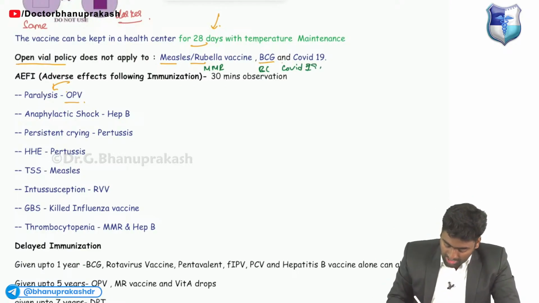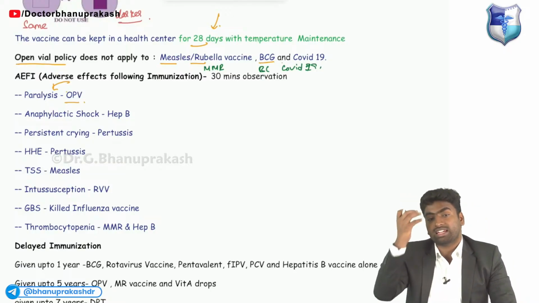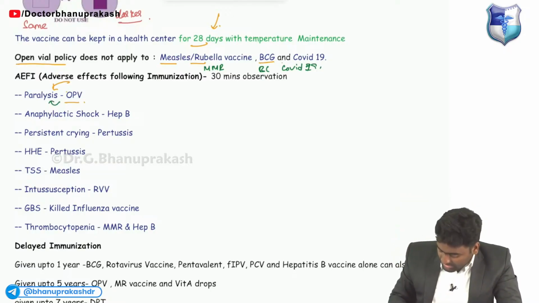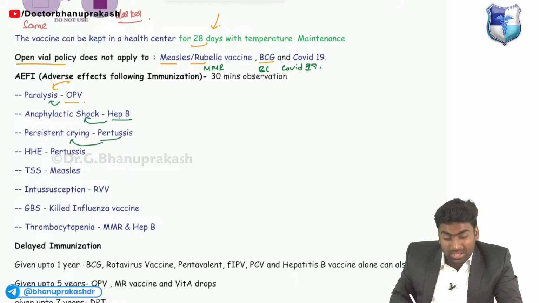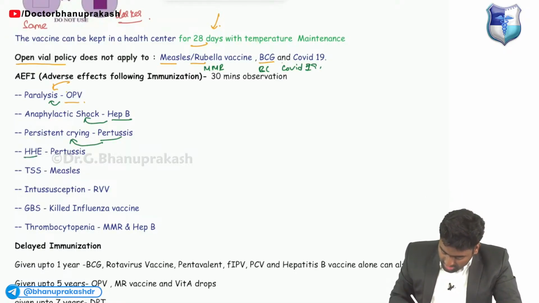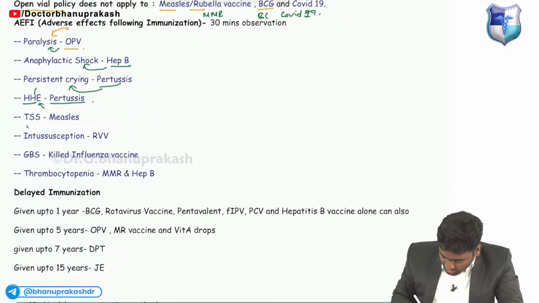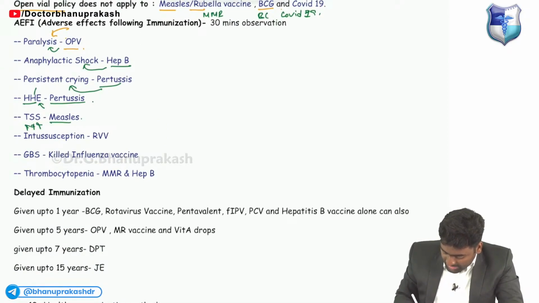Fine. And what are the adverse events? What are the side effects? If you see OPV, then it can lead to paralysis. Hepatitis B can lead to anaphylactic shock. Pertussis can cause persistent crying in the child, and hypoxic ischemic encephalopathy, HHE, will be seen in the case of pertussis, and toxic shock syndrome will be seen in the case of measles.